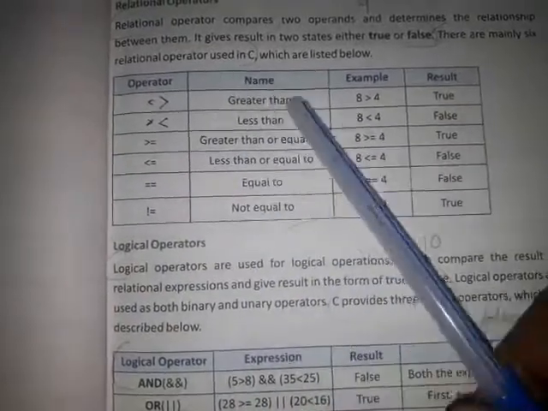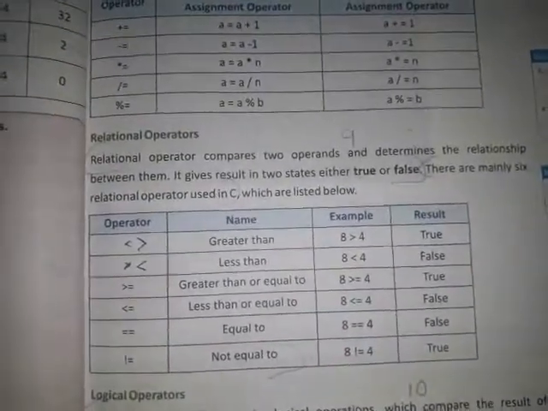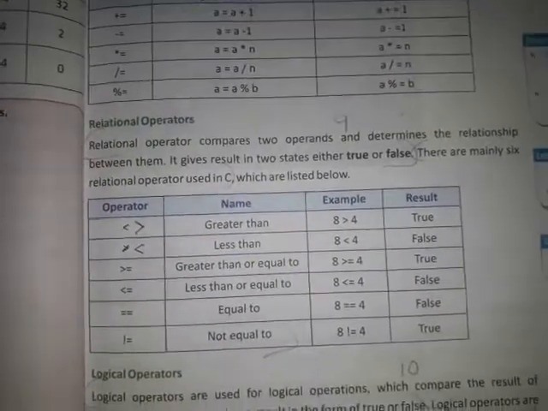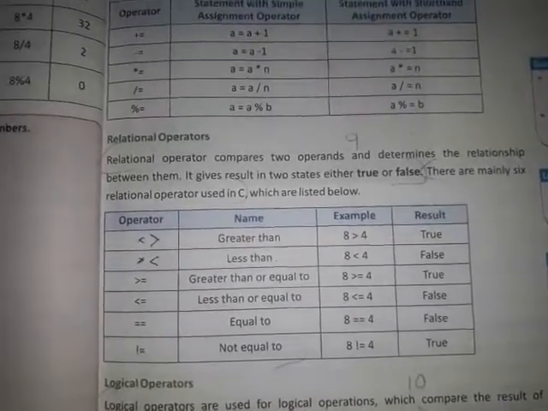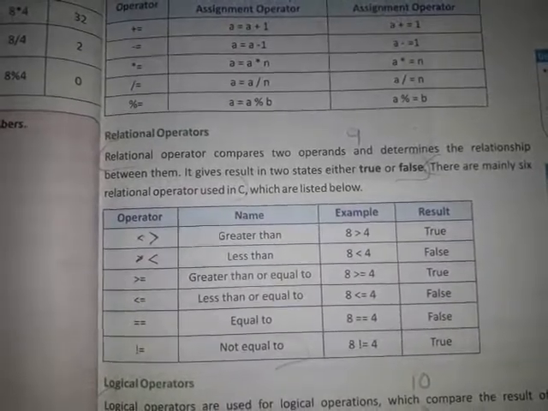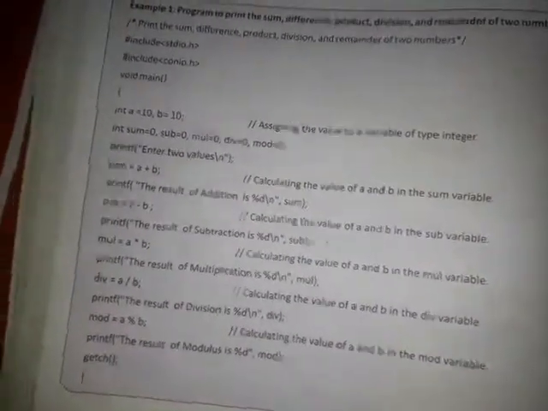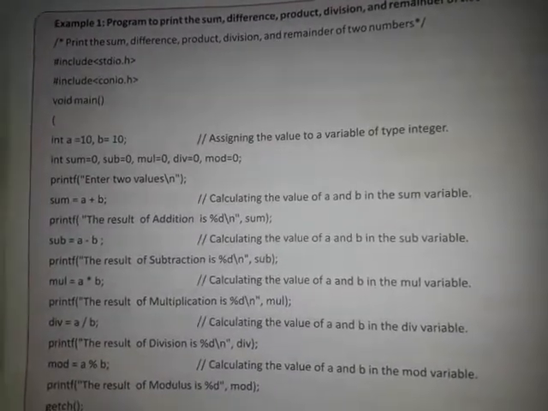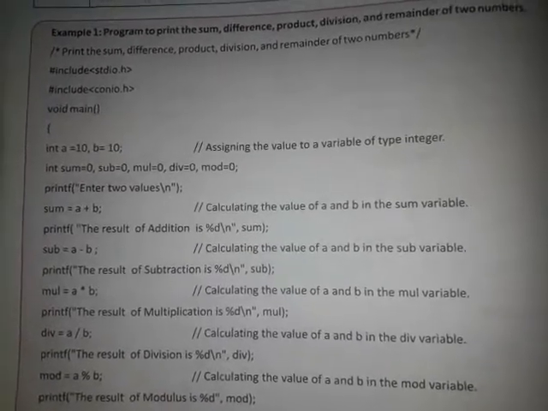After studying relational operators, we will discuss logical operators in our next part, but it is better that you read this chapter very carefully, because this chapter contains all the basics of C programming. If you don't understand the various operators, you are not going to be able to make programs. Today I have discussed one program about the arithmetic operators. So if you have a computer at home, you can install a C compiler, then make this program and run it.